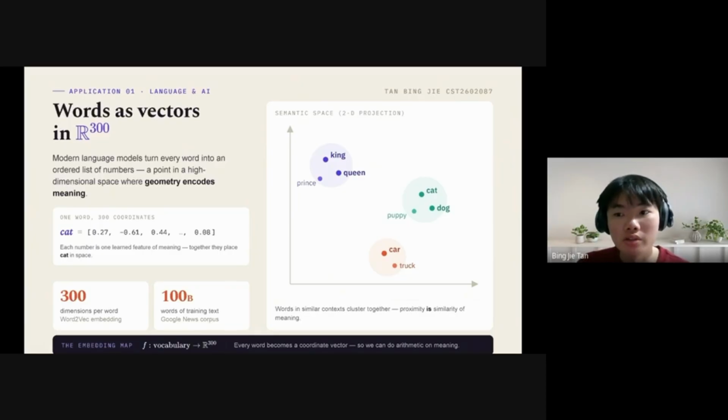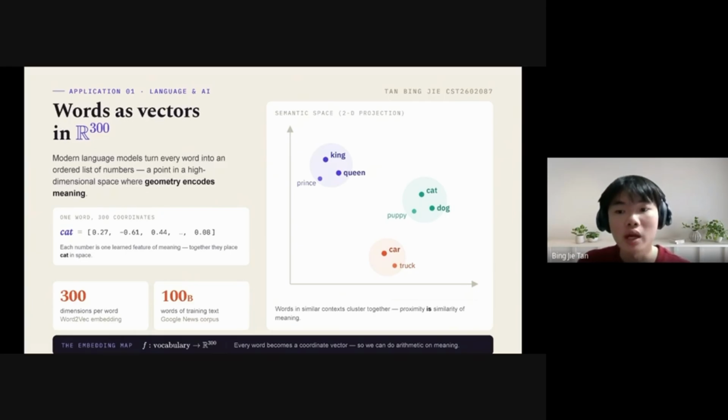So, here is the idea. A language model doesn't see words the way we do, it sees numbers. Every word gets turned into a vector that acts like a coordinate in space. Take the word cat for an example. For computers, what they see are 300 numbers, like 0.27, -0.61, 0.44, and so on. Each number is one learned feature of meaning, written in R300.